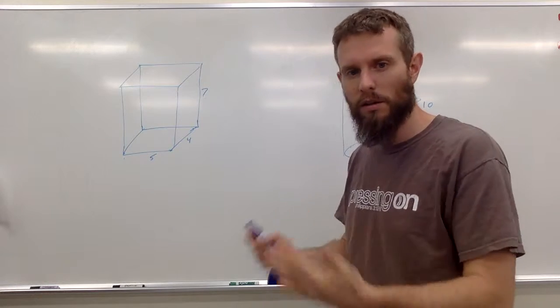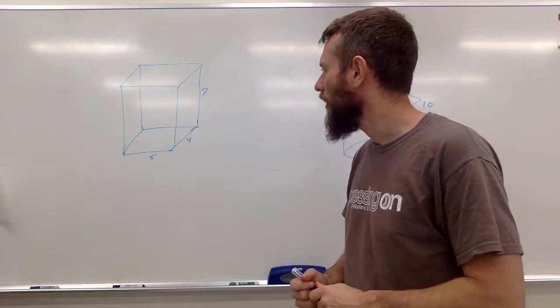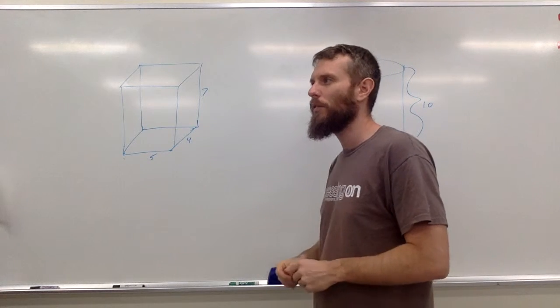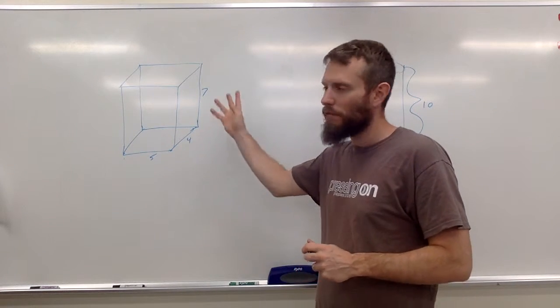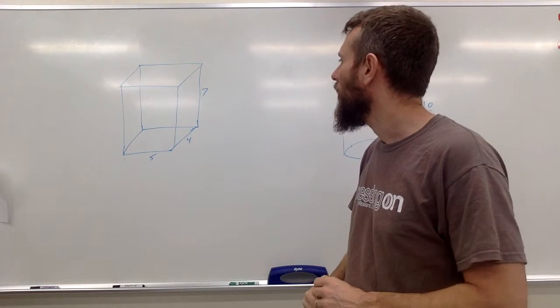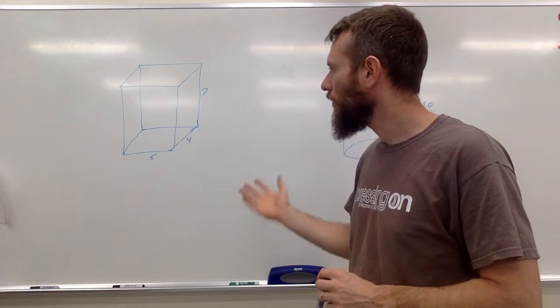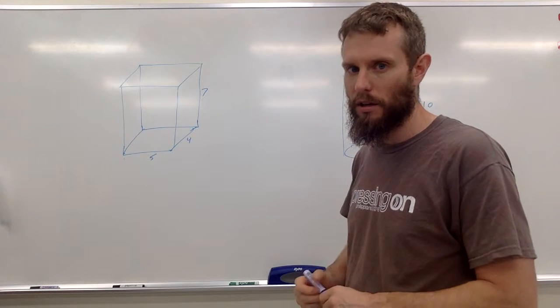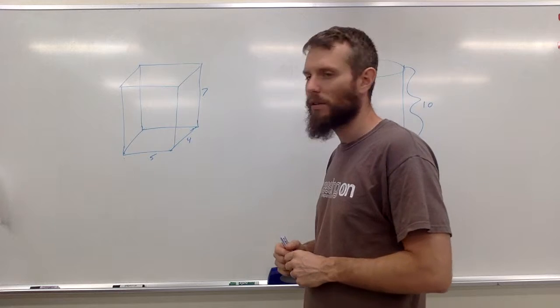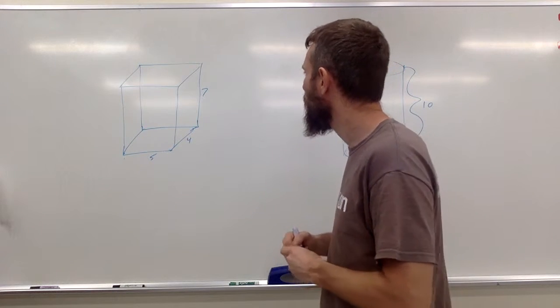But as long as you break it down into its parts and find the net, or draw the net, by finding the surface area of all the sides, which we call faces, then you can find the total surface area. So let's go ahead and draw the net of this prism here.